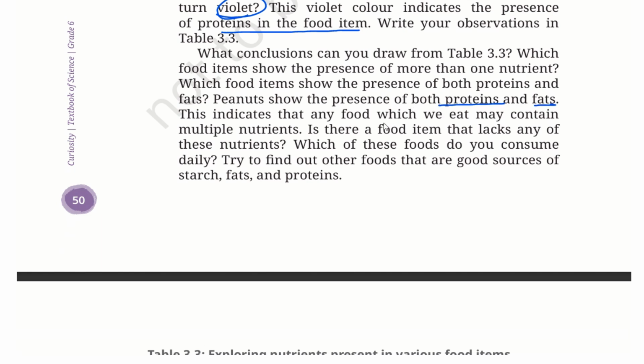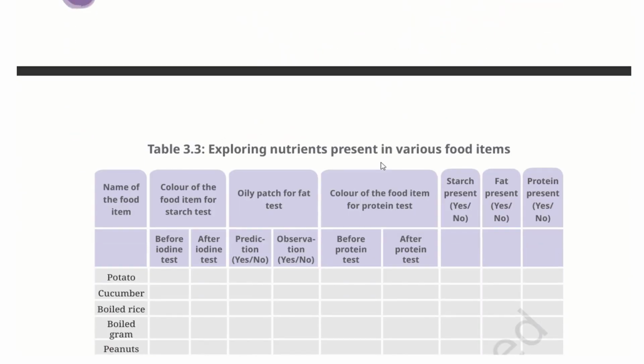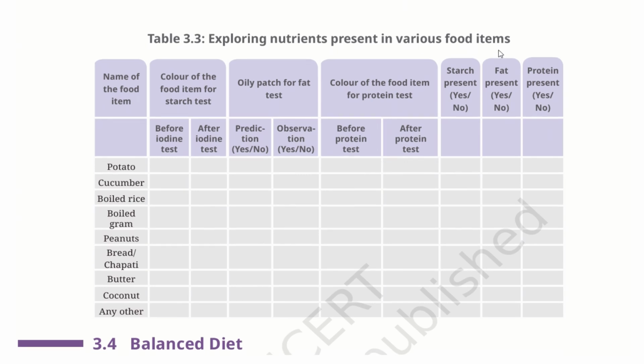So this indicates that any food which we eat may contain multiple nutrients, not only one nutrient. So is there any other food item that lacks any of these nutrients? Which of these foods do you consume daily? So these are all, we have to take it down in a table. See, they have given one, exploring nutrients present in various food items.